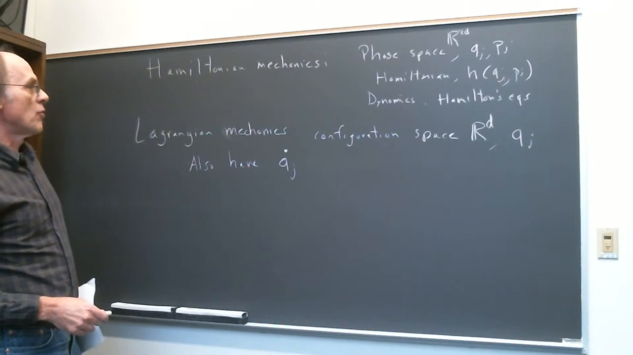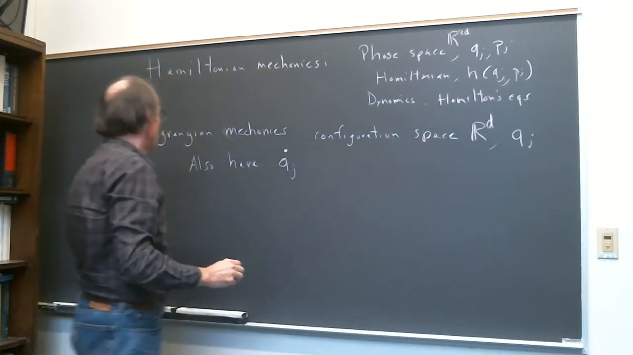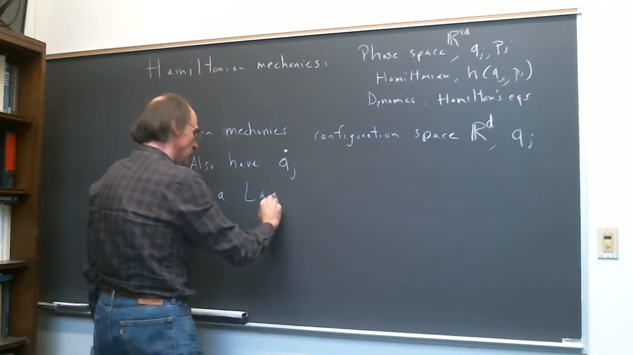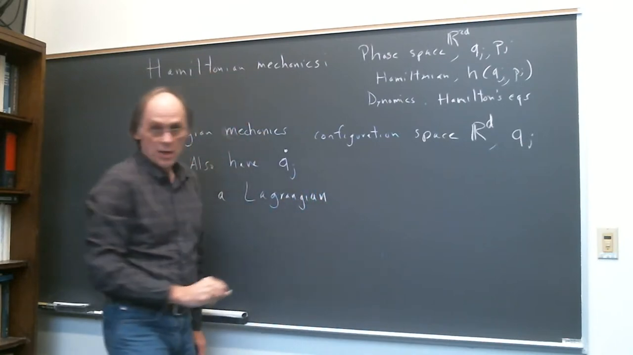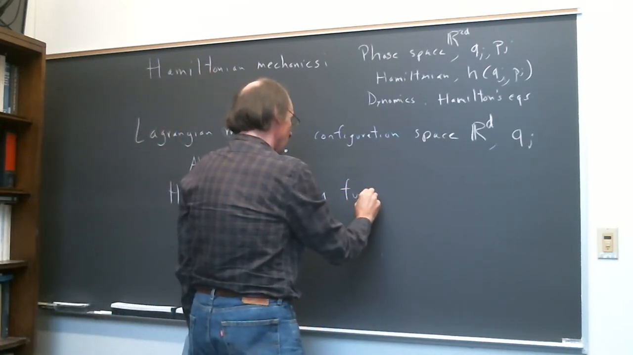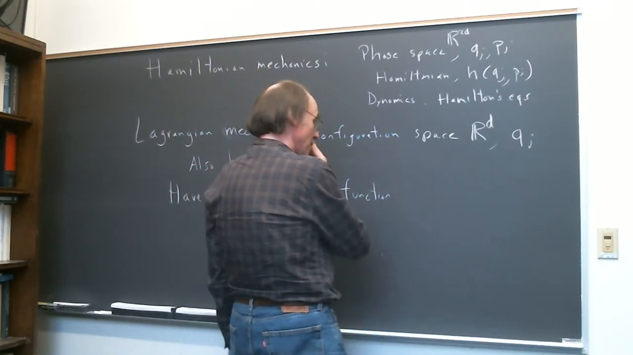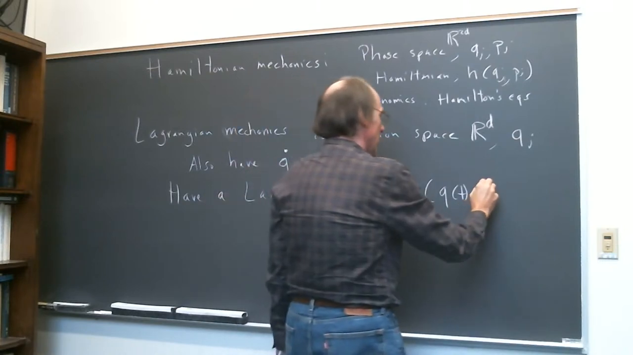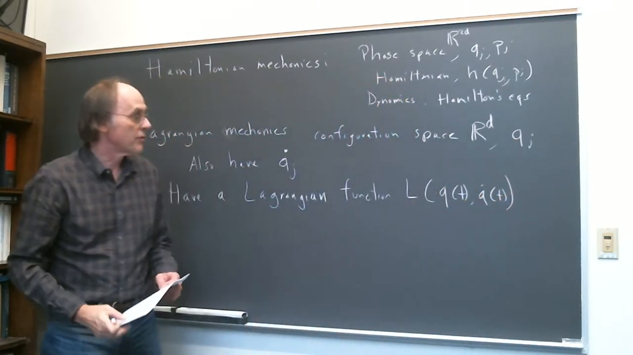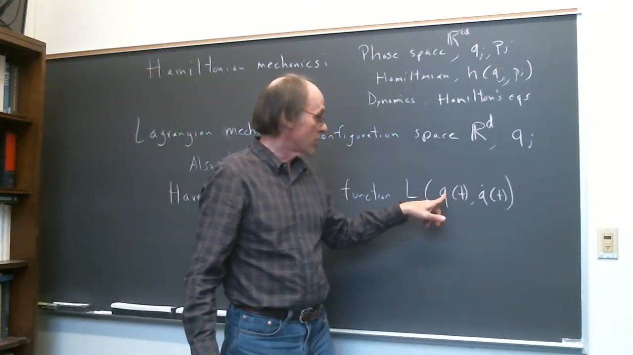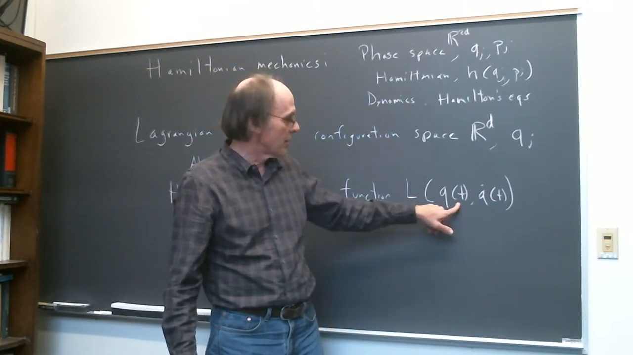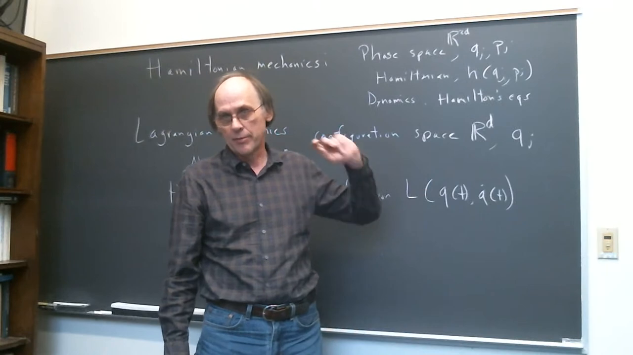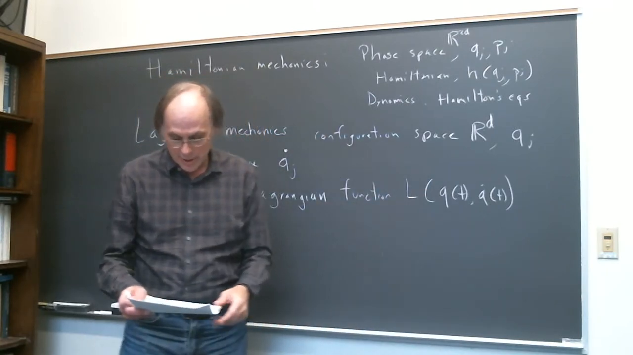Okay, but now instead of having the Hamiltonian function, what you have is a Lagrangian function, or maybe it's better to think of a function L of the Q and Q dot. It's some function which does something to the Q of t's and does something to the Q dot of t's. It's a function of these two things at each time. This is called the Lagrangian.